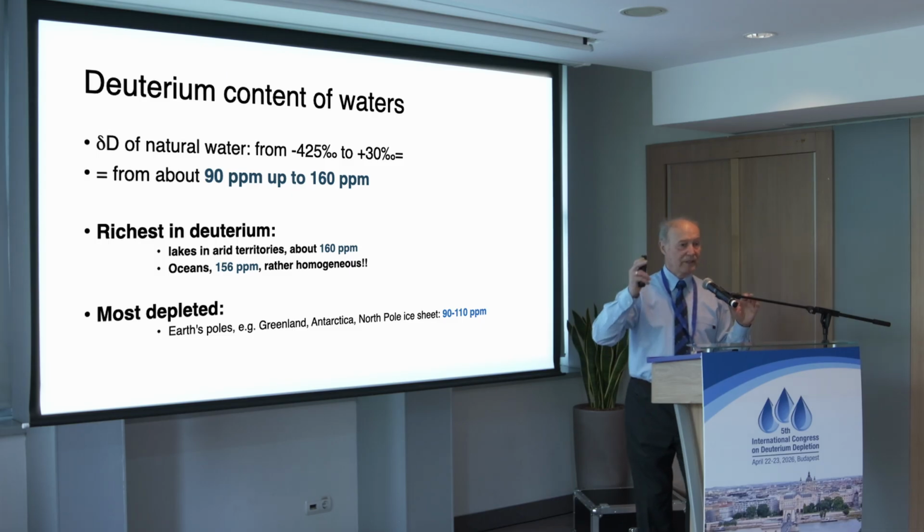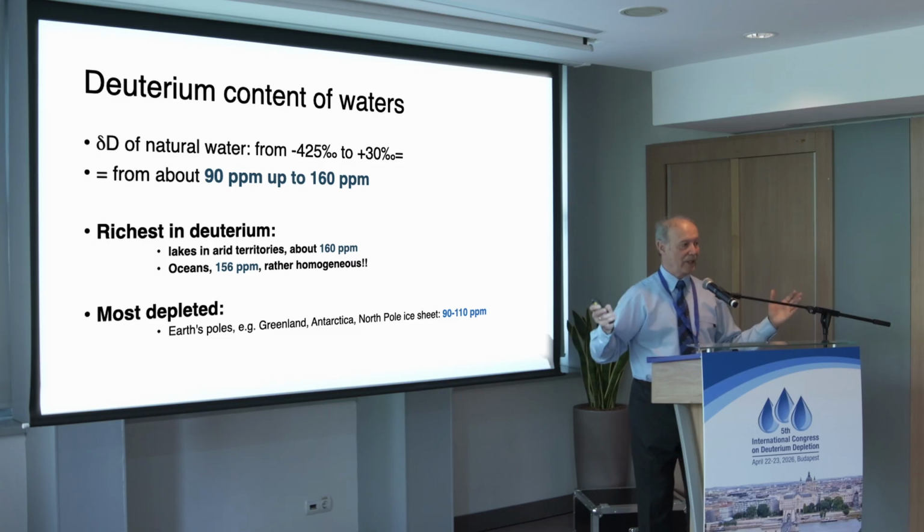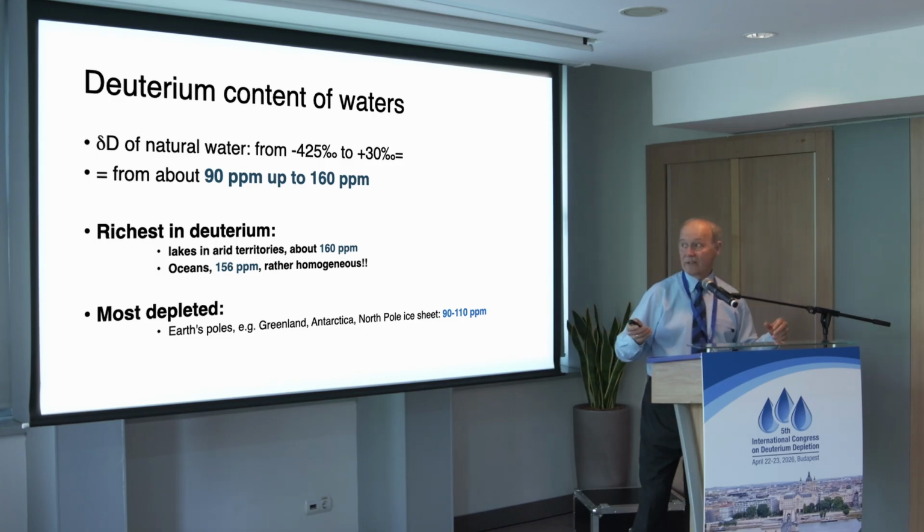Deuterium content of different water bodies. The natural water contains from about 90 ppm to 160 ppm. It is a rather wide range of deuterium content.